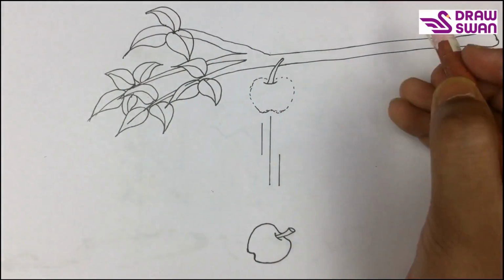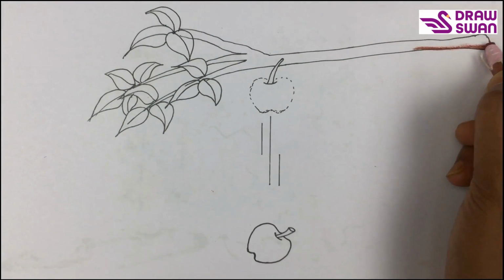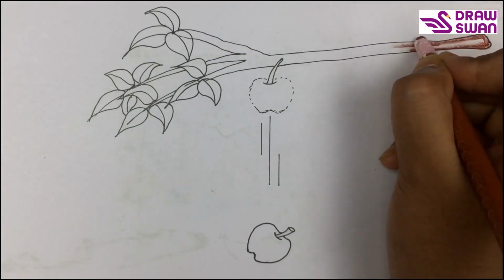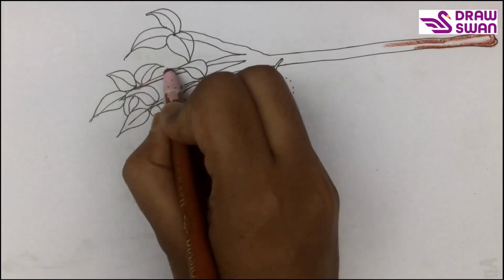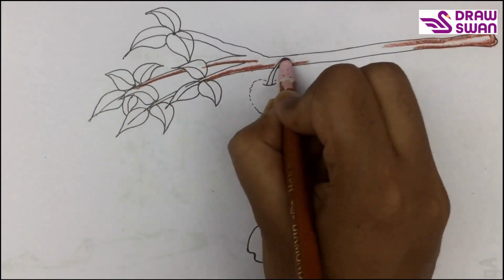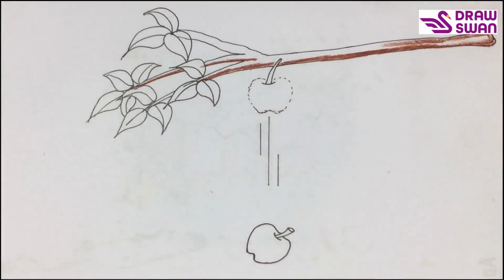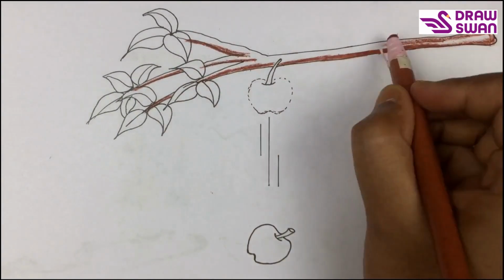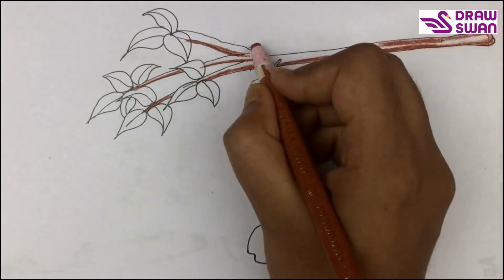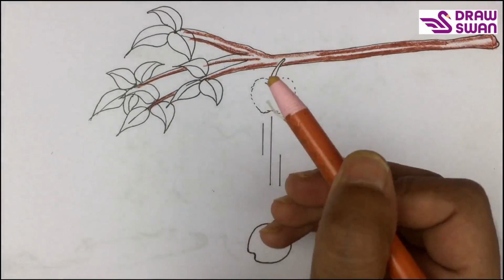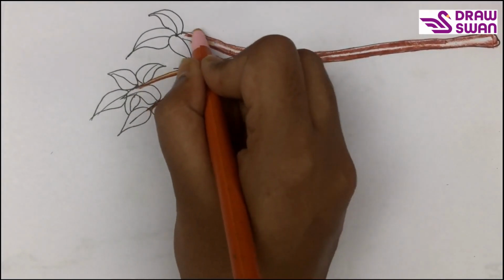Let's do the coloring. I'm using brown. It's looking nice. And now I'm using yellow-orange color.